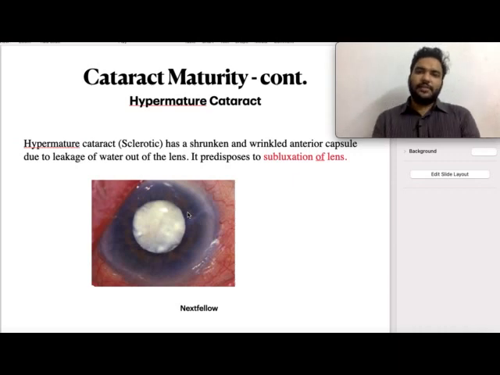This is how I used to teach students: in protein energy malnutrition there are two types, marasmus and kwashiorkor. This sclerotic cataract is kind of like marasmic, so it will be shrunken, wrinkled, and subluxation is possible because of the wrinkling and everything. The lens will be pushed to one side.